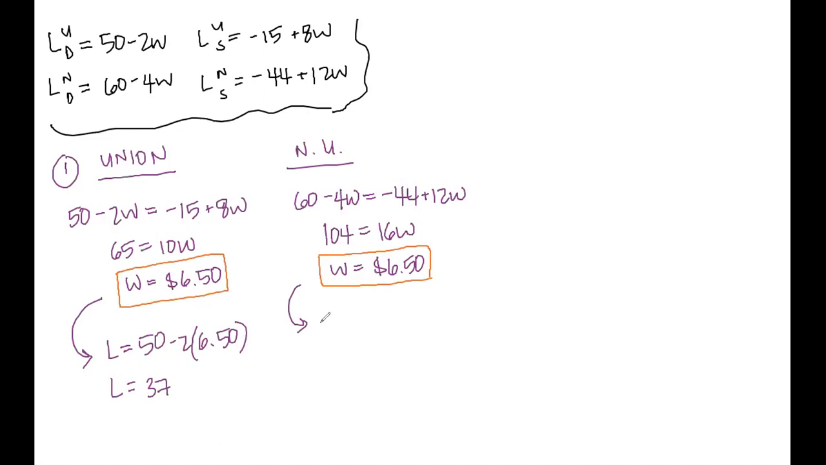And then for the non-unions, I'm again going to use the first equation. Again, this is where you really have to pay attention that you're using the right equations. So 60 minus 4 times 6.50, and we can see that becomes 34. Sorry about that. Didn't mean to skip over it.